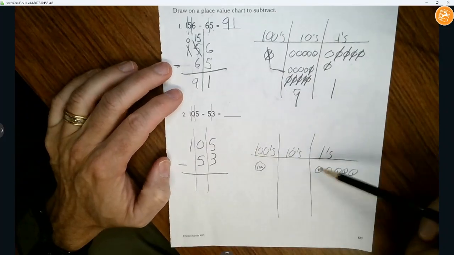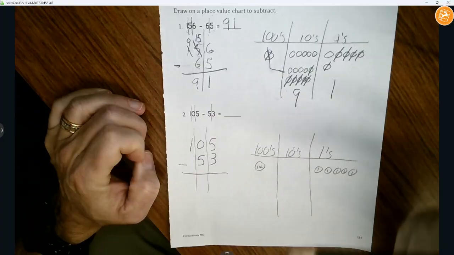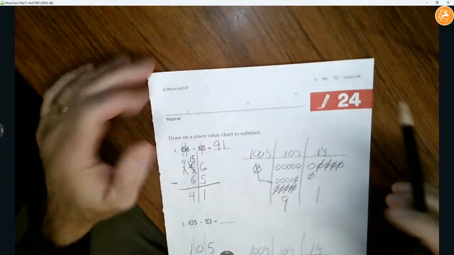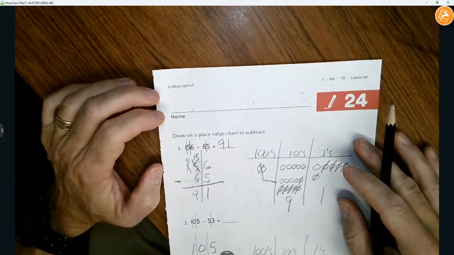All right, so now you got to subtract 53 from this. You're on your own for this one. And guess what? Like I said before, it's only the two problems. So get this done. Turn it into your teacher. Smile. Make your teacher happy with your first name, last name, class number.